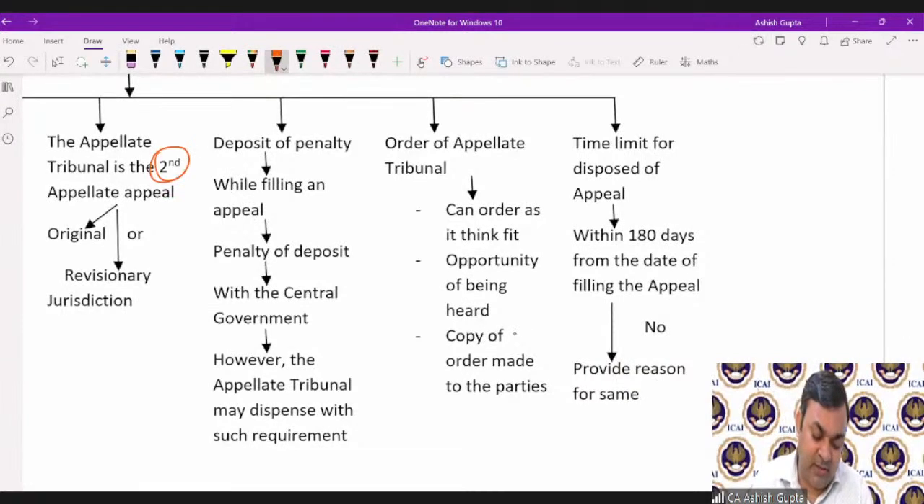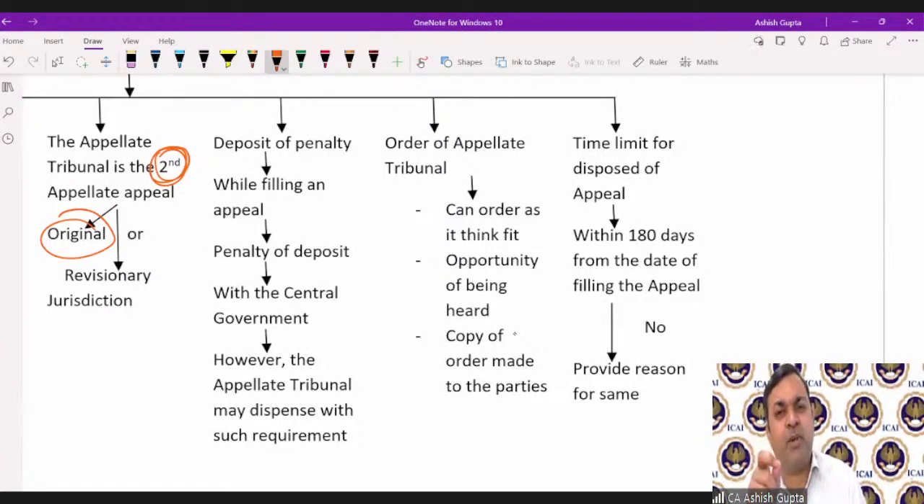The Appellate Tribunal is the second Appellate Tribunal, and they have both original jurisdiction and revisionary jurisdiction. Original jurisdiction means the appeal has come before you for the first time, that is called original jurisdiction. For that particular matter, you are hearing it, meaning you need to listen to that matter firstly. It was not presented before any other authority before this presentation, right? And revisionary means someone else has already heard it before.